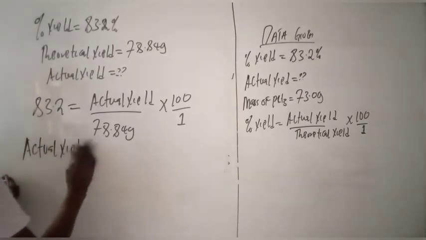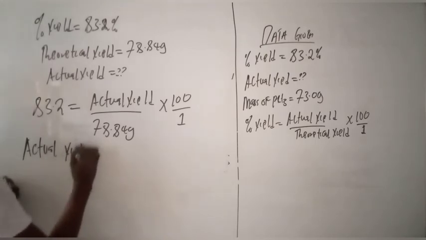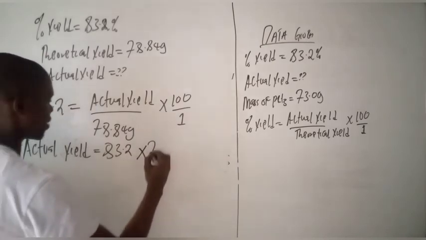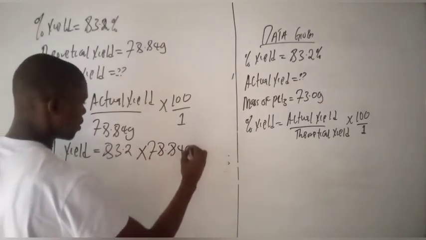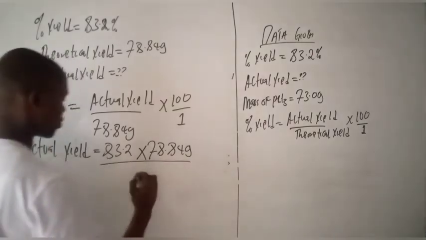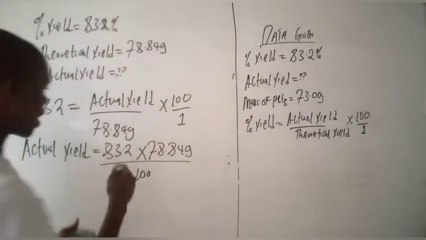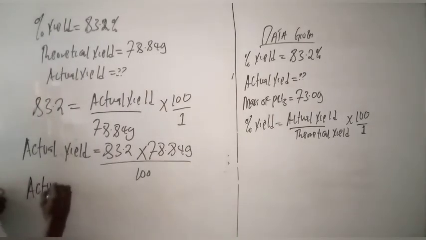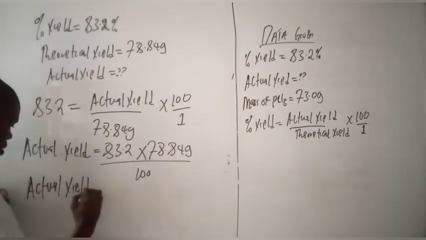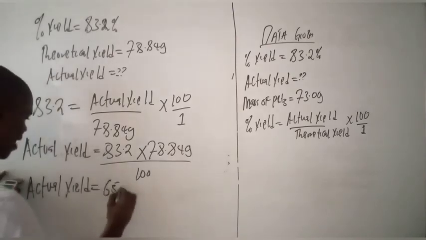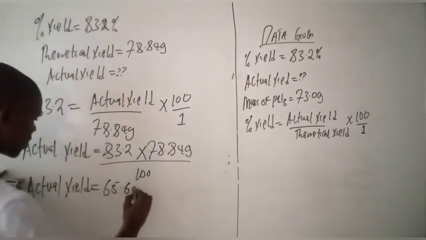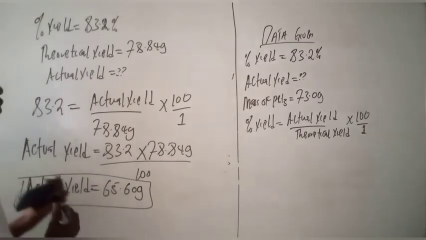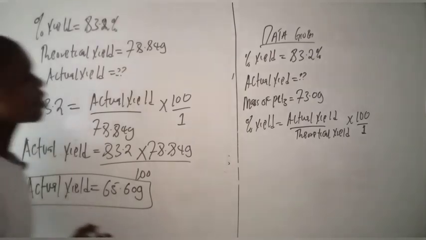So my actual yield is equal to 83.2 times 78.84 gram over 100. Now let's watch our calculator and get our answer. My actual yield is now equal to 65.60 gram. Do you get that? That is what they actually want us to look for.